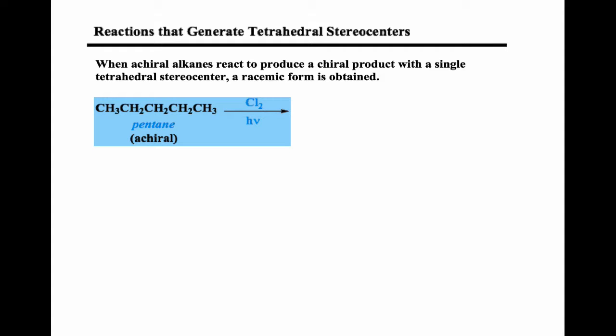Now, radical reactions can occur such that you generate chiral centers. So for example, if we take pentane and we chlorinate it, what kinds of hydrogens do we have here?